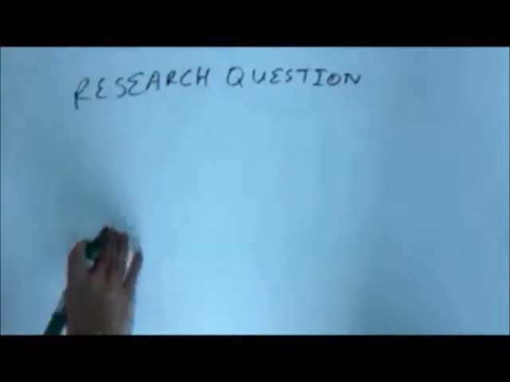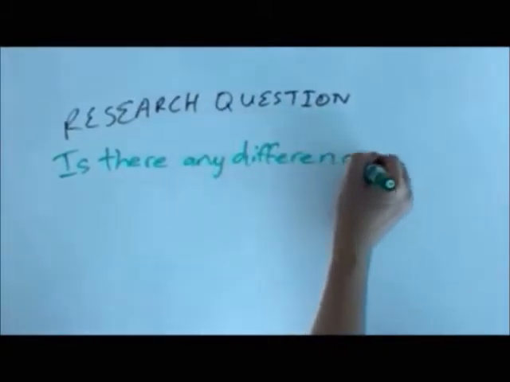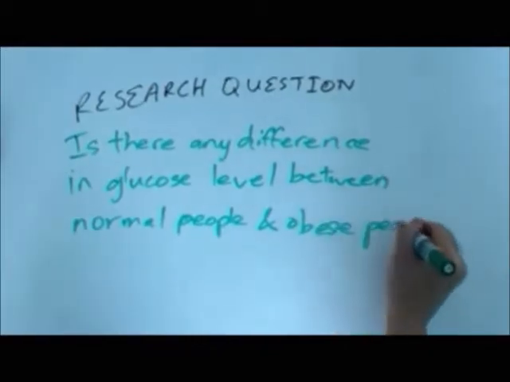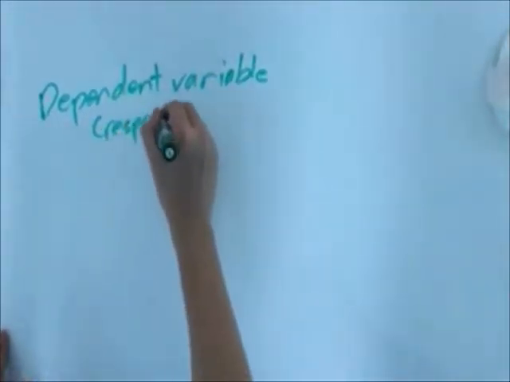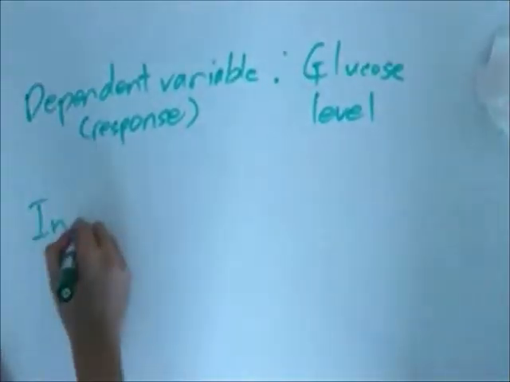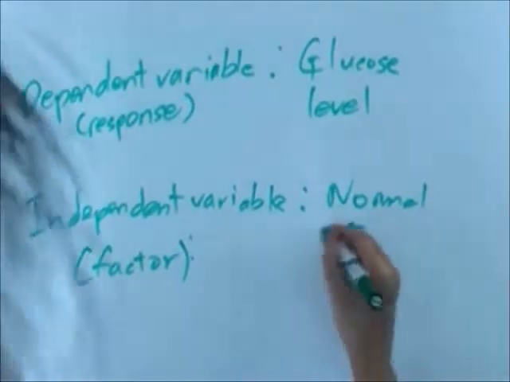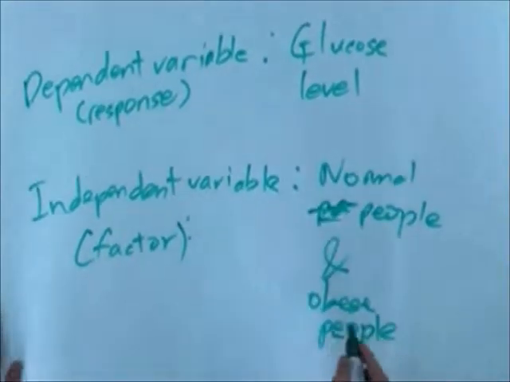This is our biostatistics presentation. For our research question, we are looking at: is there any difference in mean glucose level between normal people and obese people? For our dependent variable, which is the response, we have the glucose level. For the independent variable, which is the factor, we have normal weighing people and obese weighing people.